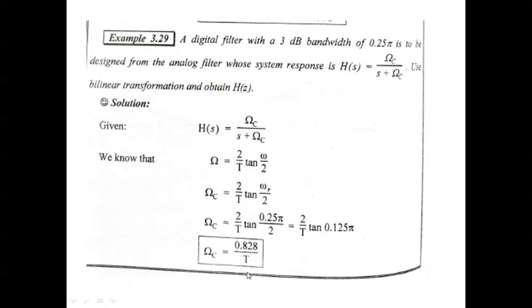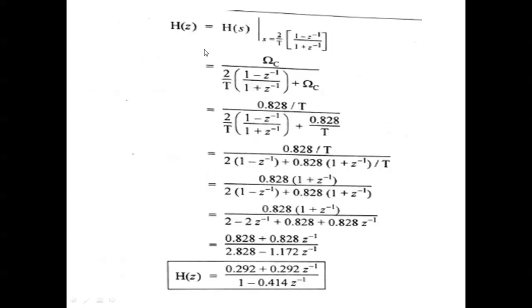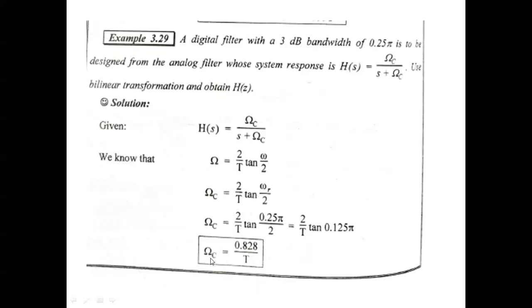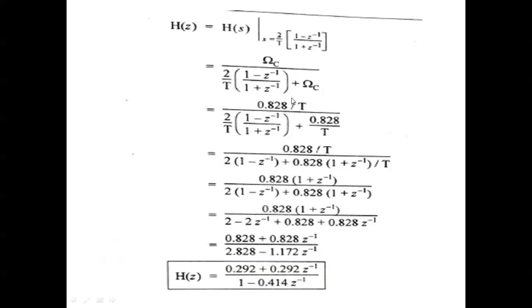So this is another example. They have the H value, and using that they find omega c. Then the formula is there, apply the formula, and omega c you also know the value. So apply that 0.828 and simplify the equation. Finally, you get H(z).